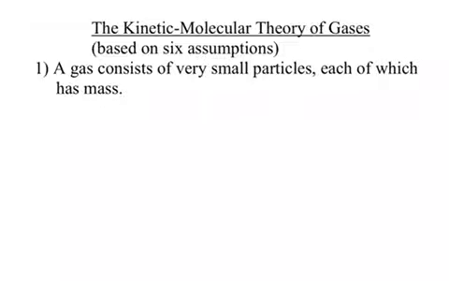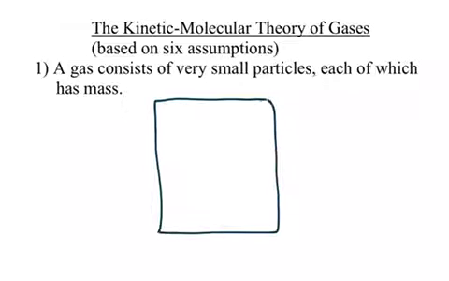The first assumption is that gases are very small particles, and each of these particles has mass. You will see me diagram a container here. These particles are tiny. Notice how small I'm making the gas particles, and you will also notice that I am making these particles far apart from each other. And they each have mass. We'll talk about this a little bit later because that's also a physical property of gases.